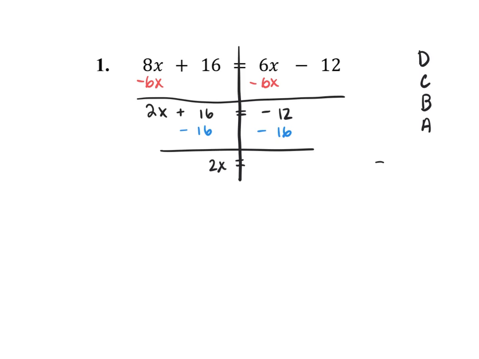So if I was going to set that up maybe on my mini whiteboard or off to the side, I might write it left to right. So negative 12 minus 16, and then I might do keep change opposite to get negative 28.